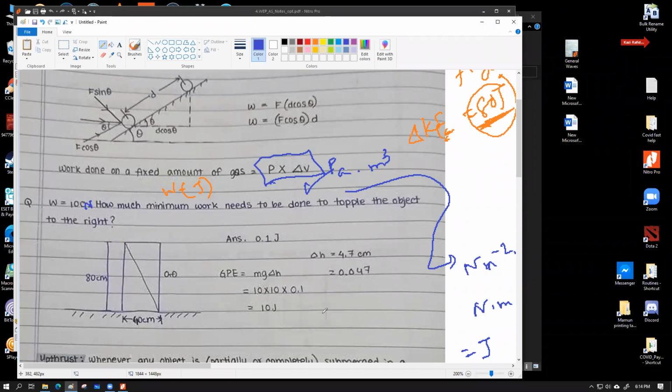The solution is not shown here, only some mathematical calculation is shown. So actually, you shouldn't have access to this calculation, but you do anyway. Can you do logical mathematics to calculate this amount of energy? The minimum amount of work needed to topple the object to the right.